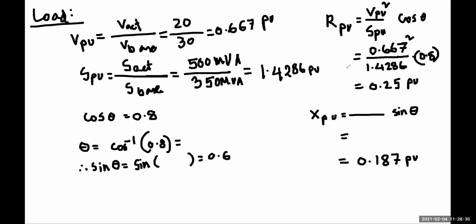This was for what? Series load. What about the parallel load? Parallel load will be, in place of multiplication, it will be divide, right? Yes, sir. It will be divide. So if I divide that, the RPU would be 0.39 per unit. What about your XPU? It will be 0.52.